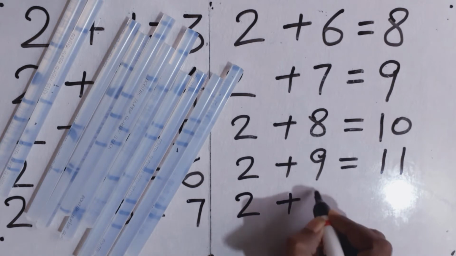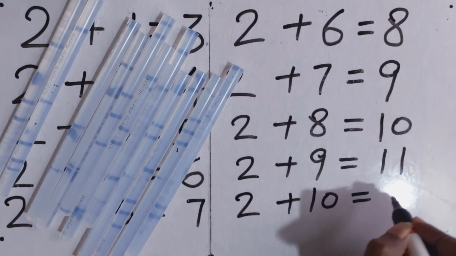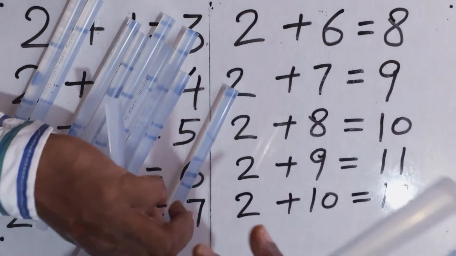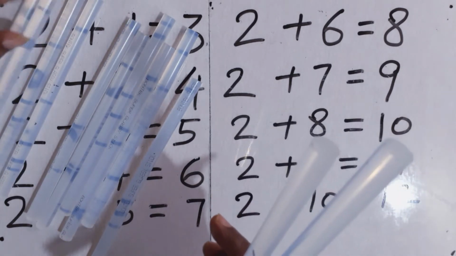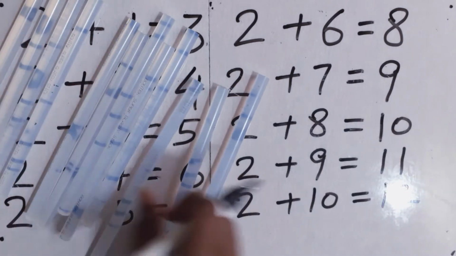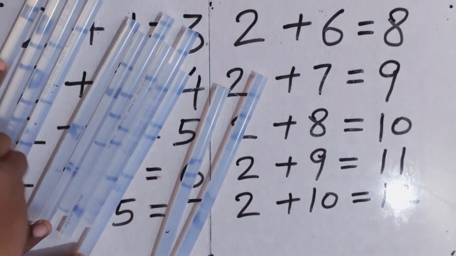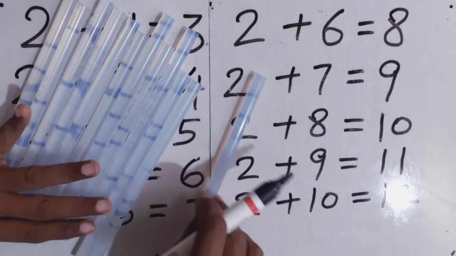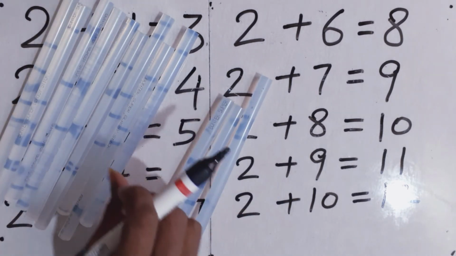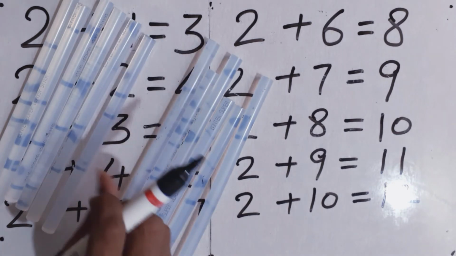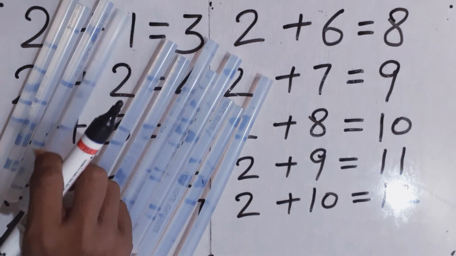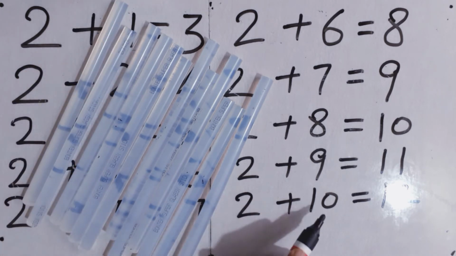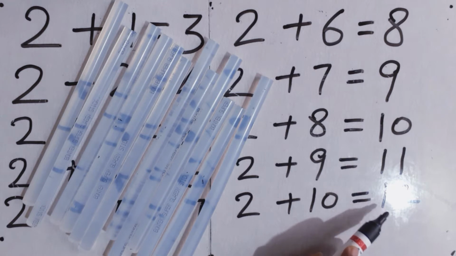2 plus 10 is equal to 12. These are 2 sticks plus these are 10 sticks. Now you count total sticks. 1, 2, 3, 4, 5, 6, 7, 8, 9, 10, 11, 12. 2 plus 10 is equal to 12.